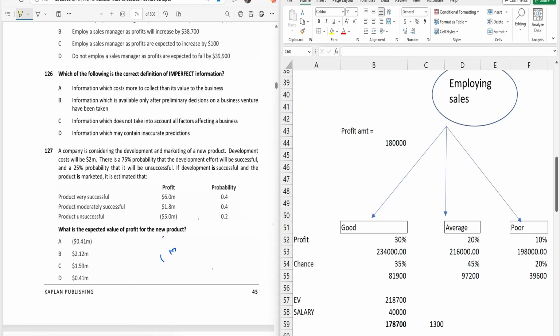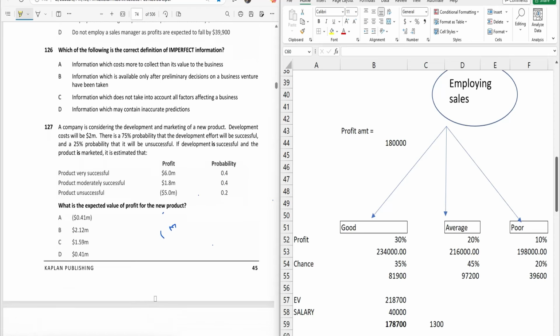Now see, information which does not take into account all factors affecting the business. So again, this is about incomplete information but not imperfect information. So basically it refers to inaccurate information and uncertainty, not incompleteness. And the last one, information which may contain inaccurate predictions. Yes, this is a correct description of imperfect information, because it clearly explains that information may not be entirely reliable, reflecting the uncertainty as well as inaccuracy.